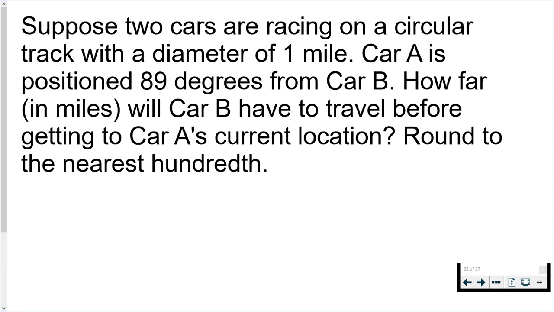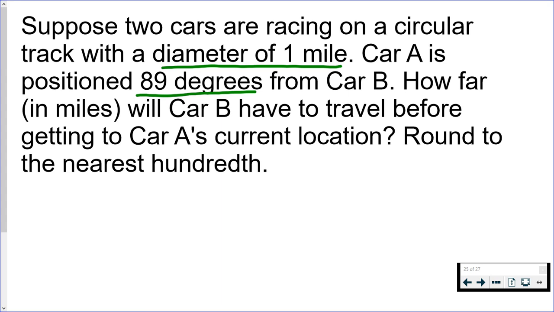So we have this problem. Suppose two cars are racing on a circular track with a diameter of 1 mile. We've got two cars, car A and car B, positioned 89 degrees from each other along this track. So the question is asking how far will car B have to travel before getting to car A's current location?